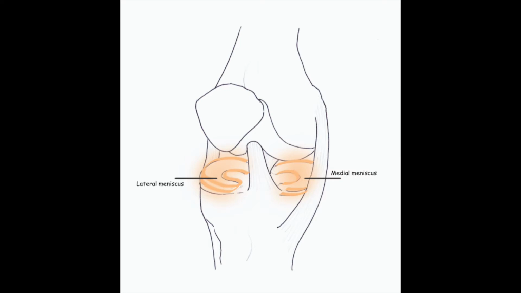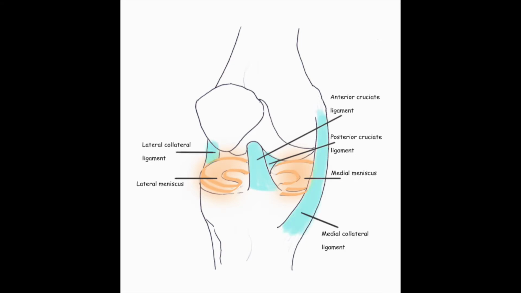The ligaments holding the knee joint together are the anterior and posterior cruciate ligaments, which limit rotation, the medial and lateral collateral ligaments, which prevent side-to-side motion, and the patellar ligament, which holds the patella in place.